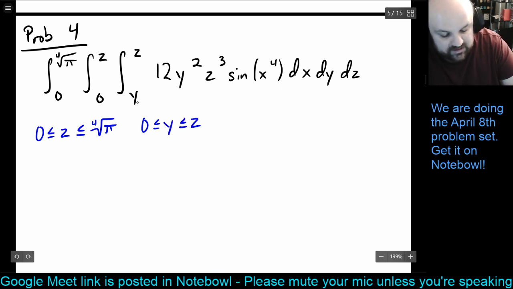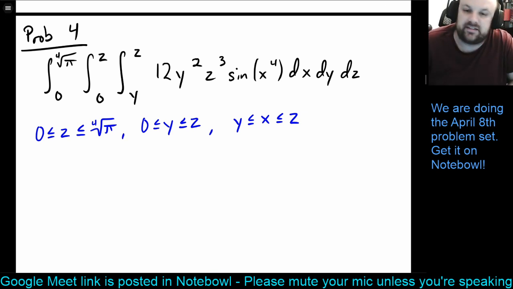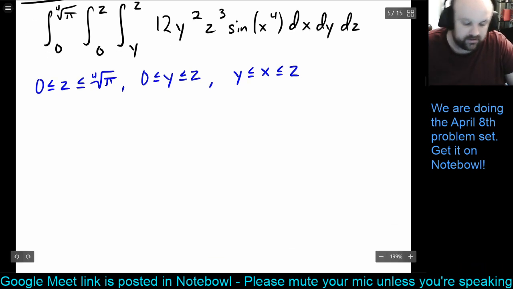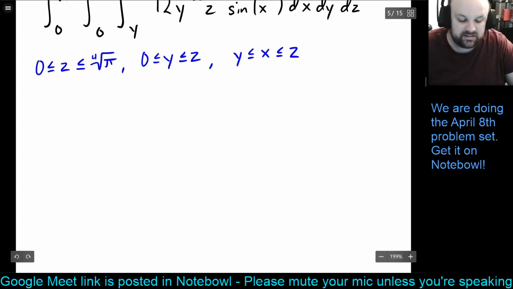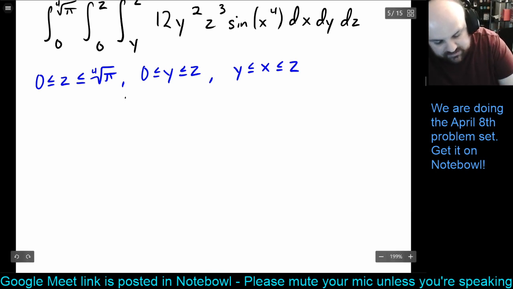And x goes from y to z. Right? So the bounds on our integral tell us these three things here. So what are these? What region does this give us? Okay. So let's try and do a similar thing here to what we did before, and see where it takes us.